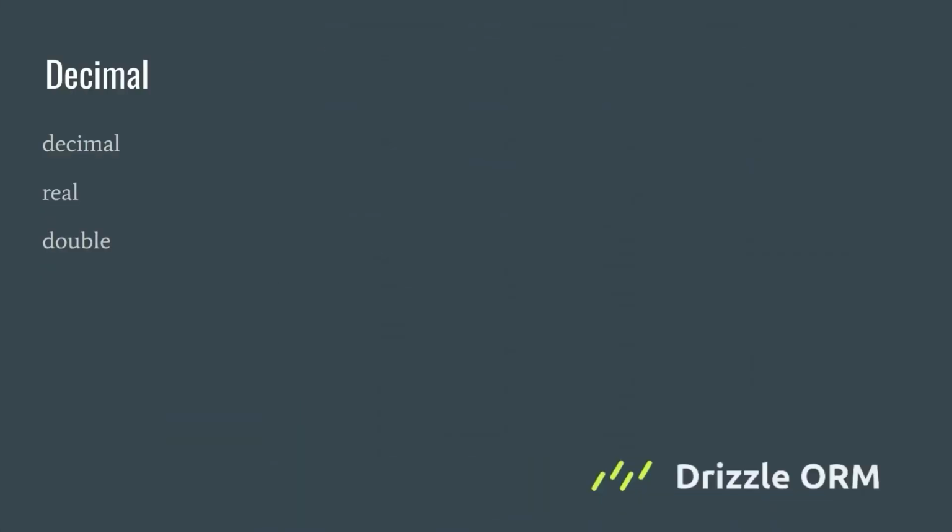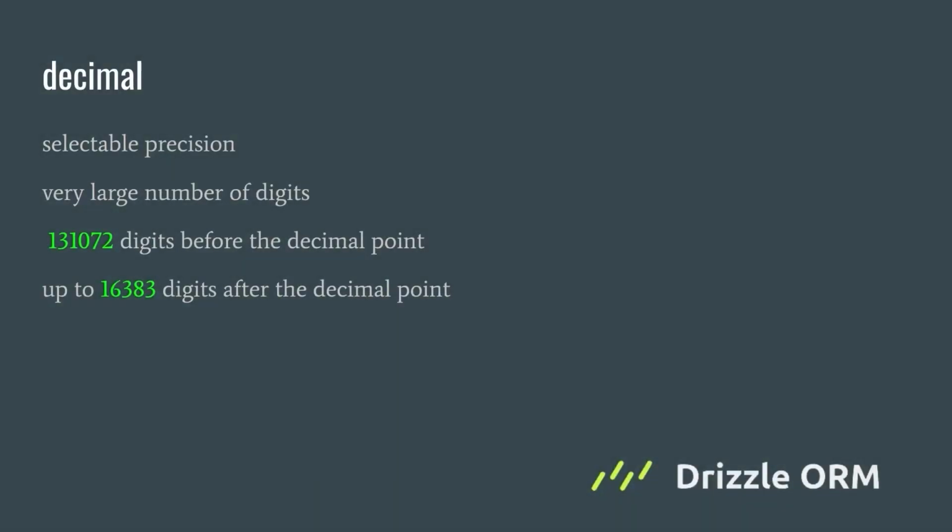Another category of the numerical types in SQL are decimals. So a decimal number can have a floating point. The first one is the decimal itself. The precision of this data type can be set by the developer manually. It can store a very large number of digits: 131,072 digits before the decimal point and up to 16,383 digits after the decimal point. So you can store a huge decimal number inside the decimal type.